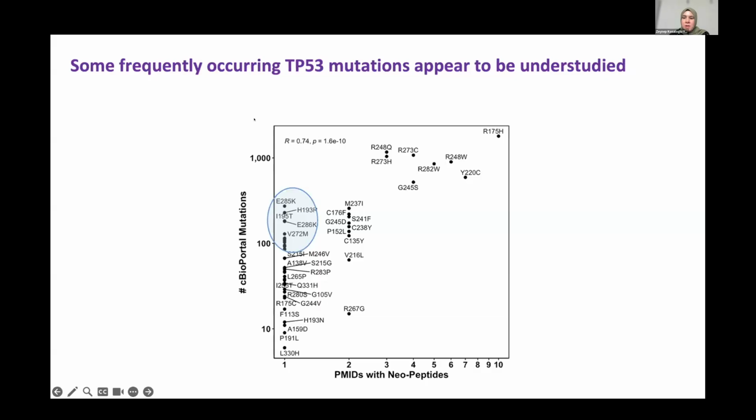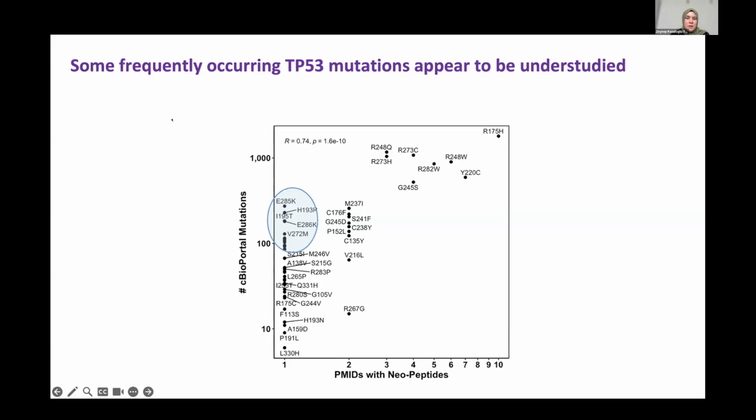So here each dot represents a specific mutation, and we can see there's actually a strong positive correlation, indicating that more frequently occurring mutations are also more frequently studied.